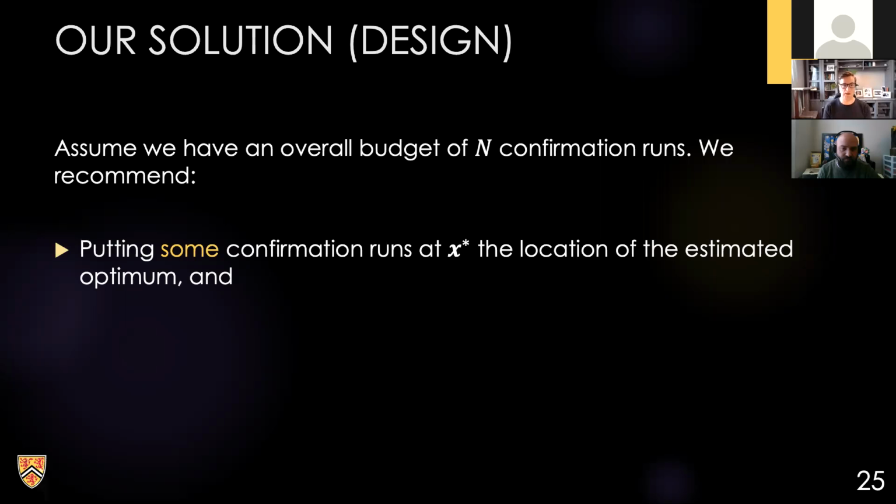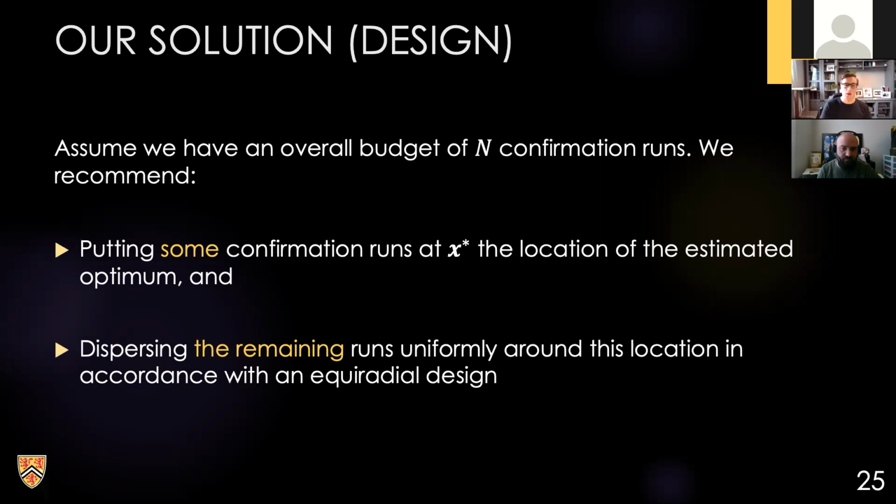All we have is a prediction there. So we should try to observe the response at that location. So what we recommend, though, is putting some of our runs there, but not all of them. The remaining runs, we basically suggest sprinkling around that in the pursuit of exploration around that, acknowledging that X star may not be the true optimum.